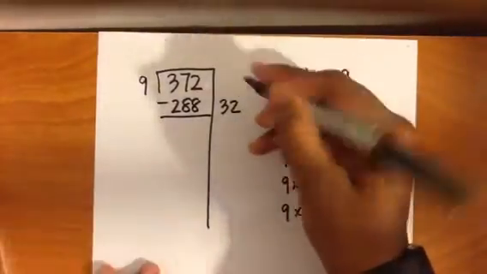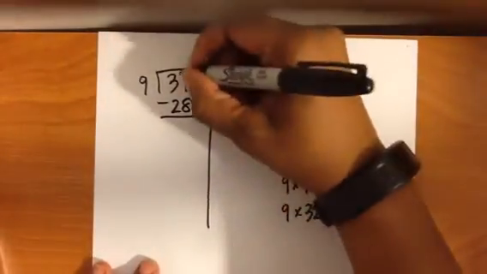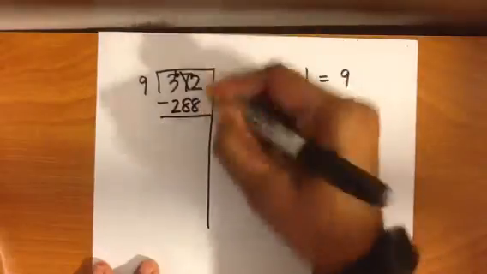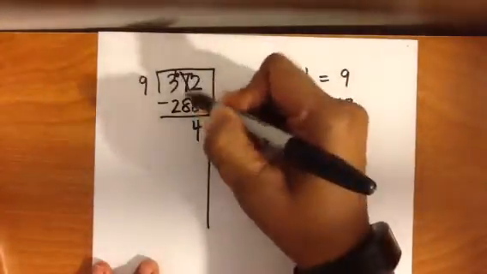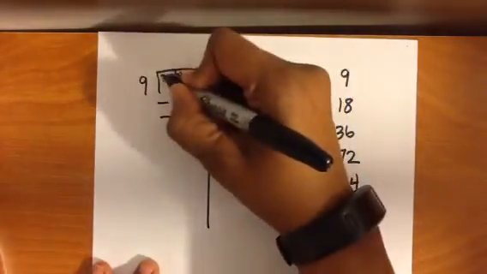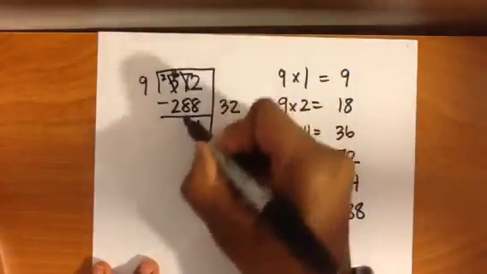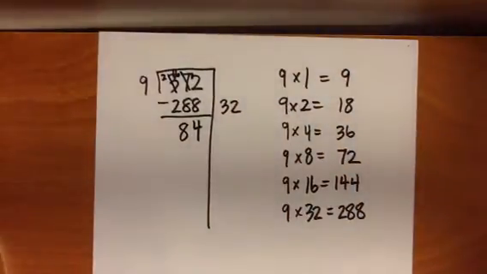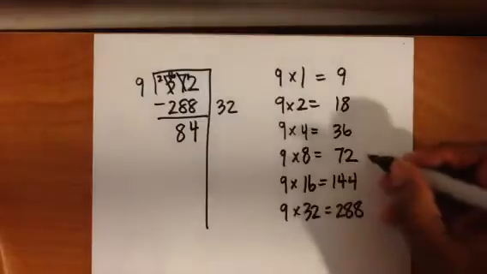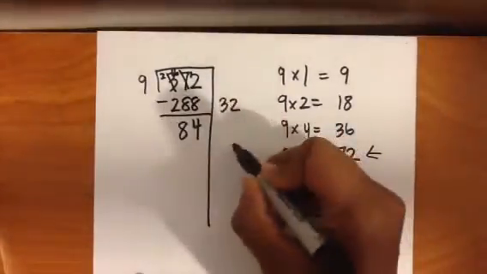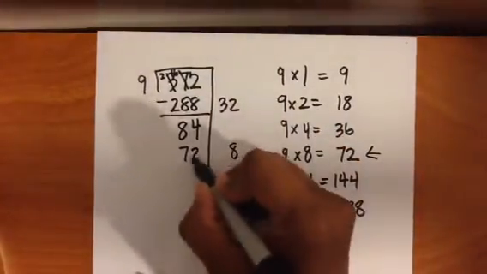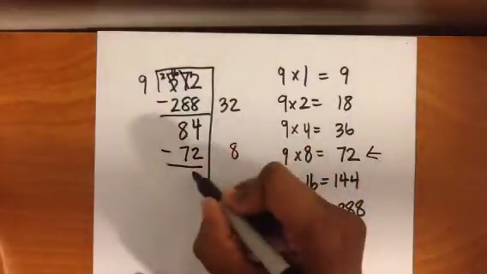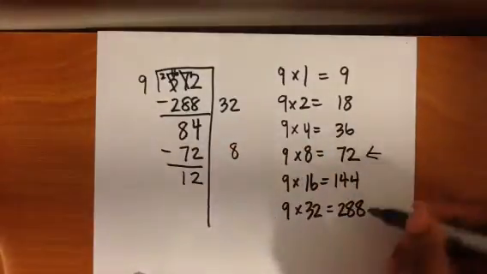372 minus 288. Let's do 2 minus 8, I can't do, so let's borrow. 12 minus 8 is 4. 60 minus 80 I can't do, so let's borrow 100. 160 minus 80 is 80. So now this fact is going to help me. 9 times 8 is 72. 84 minus 72 gives me 12.